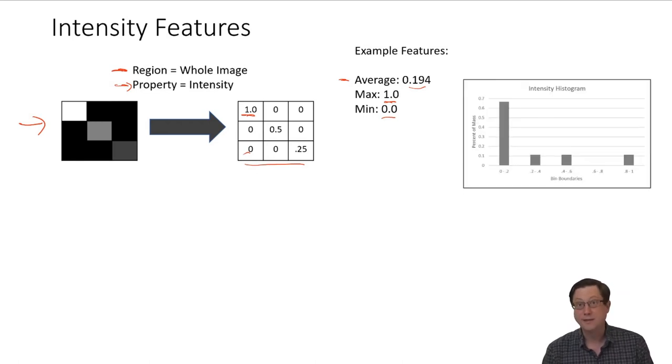The next thing that we had talked about as an aggregation is histograms, because the average is just the average, but it might be important to know that there's a big spike of a particular intensity in the image.